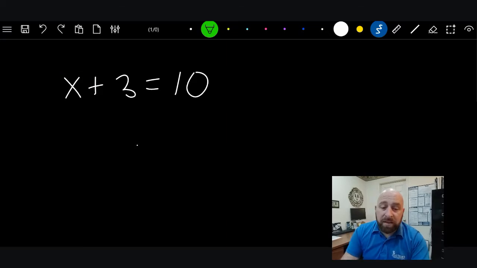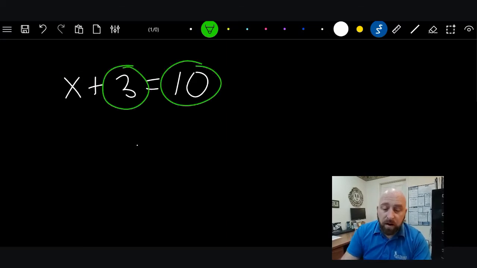Now, these terms right here are both called constants. They are both constant terms. In other words, they don't change. 3 is always 3, 10 is always 10. You can't change that. X, however, is variable. X can change. So what we're going to do here is work on this and see if we can figure out what x actually equals.